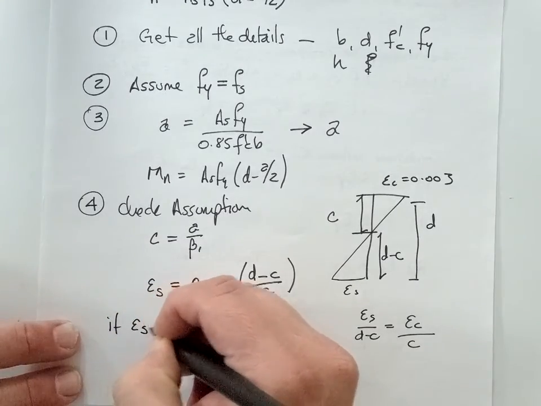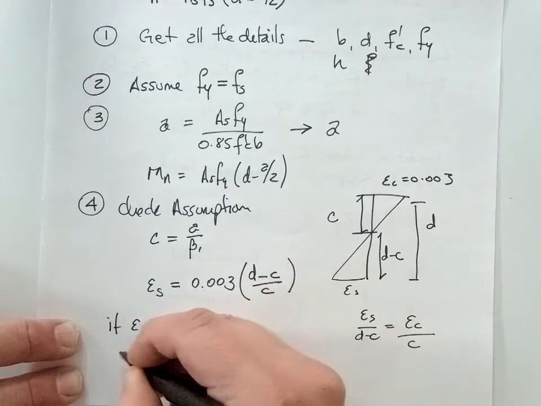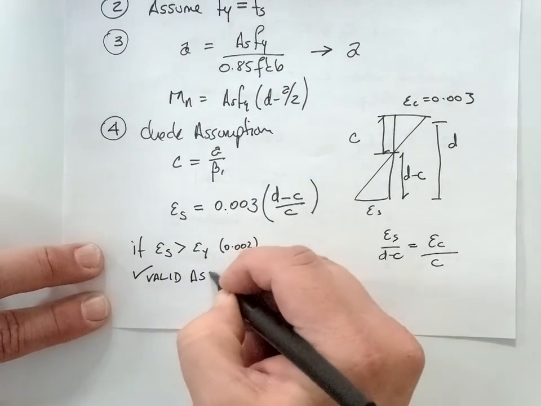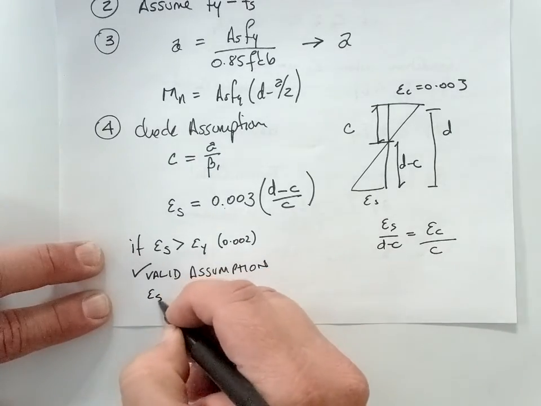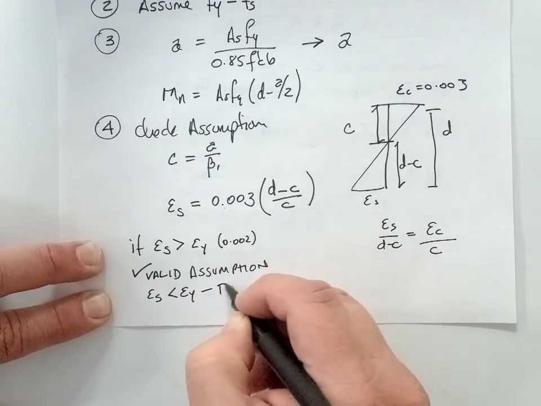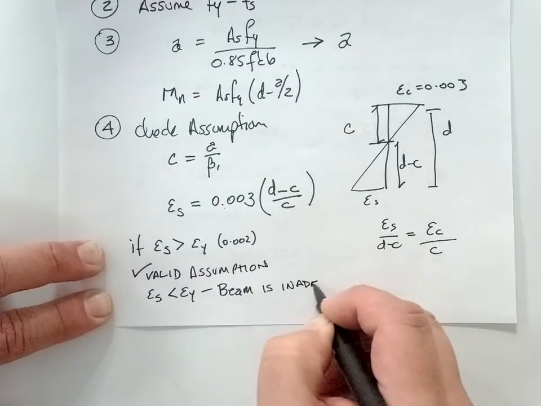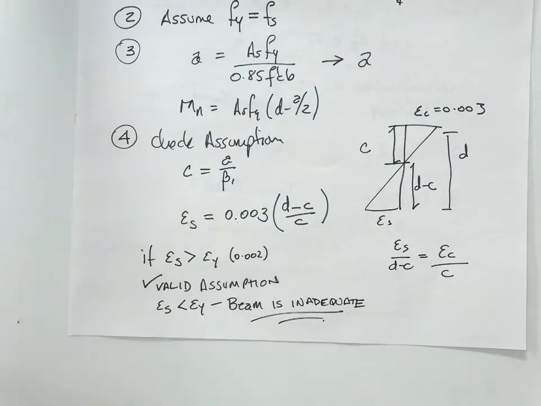And so long as the strain in the steel is greater than the yield strain, which is 0.002, then the assumption is valid. And if it's less than that, then the beam is inadequate. And that's the solution. What's the capacity of the beam? It's not adequate.